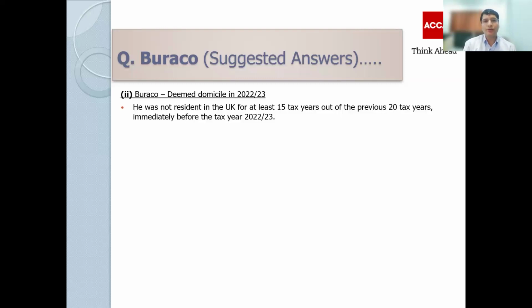So he was not resident in the UK. Straight away answer, because we don't have time, 2 marks, therefore 3, 4 minutes the max. He was not resident in the UK for at least 15 tax years out of the previous 20.